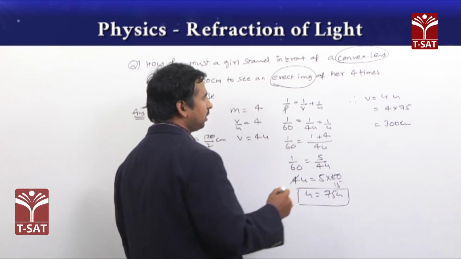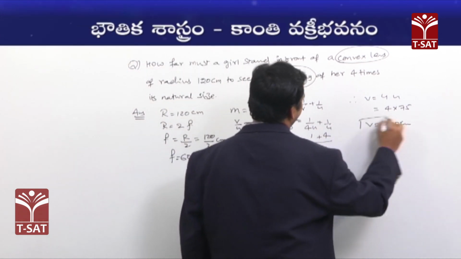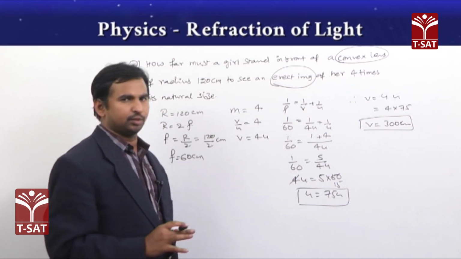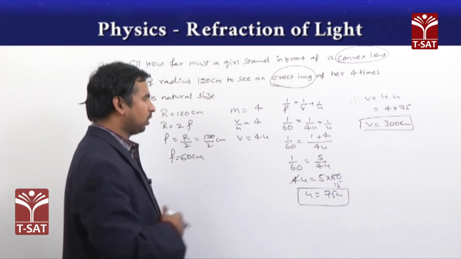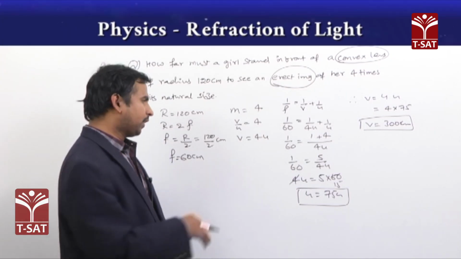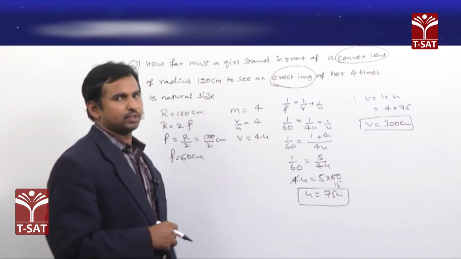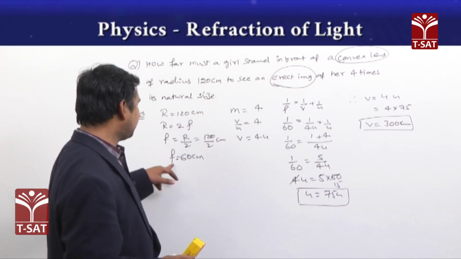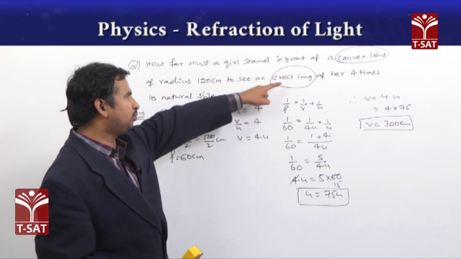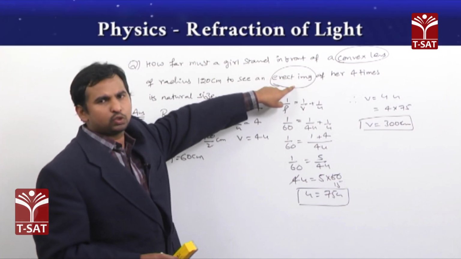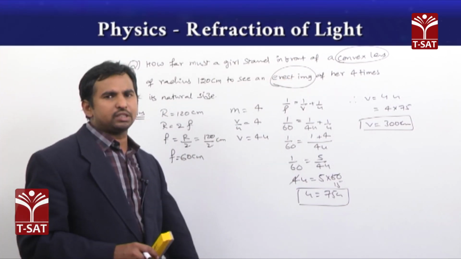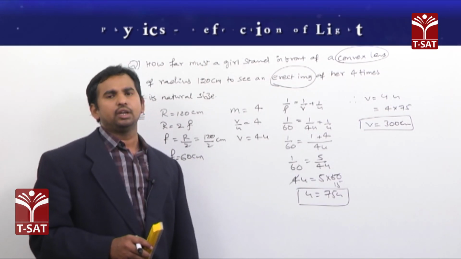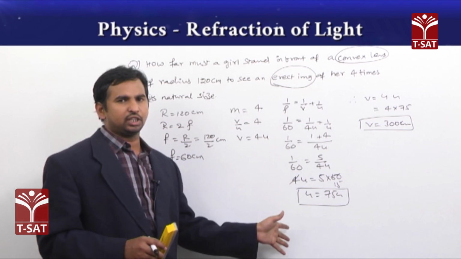Then v is equal to 300 centimeters. This is the case if you are assuming the object is taken before the convex lens here, and finally we got the object distance of 75 centimeters. But in this case it is given that the focal length is 60 centimeters and the image formed is an erect image. As it is an erect image, we have to take the object distance also as negative here, because this is a special case.